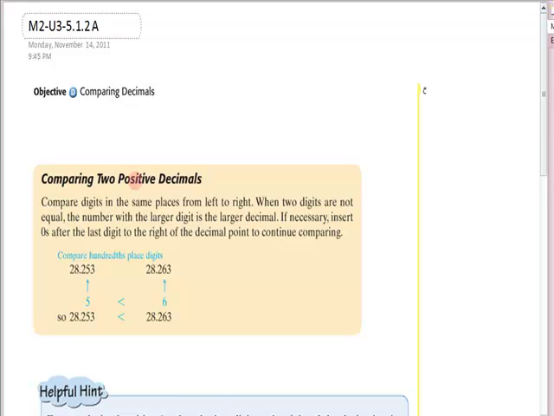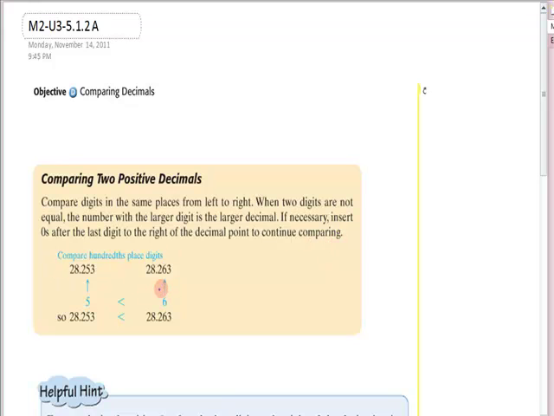To compare two positive decimals, compare the digits in the same places from left to right. When the two digits are not equal, the number with the larger digit is the larger decimal. If necessary, insert zeros after the last digit to the right of the decimal to continue comparing.